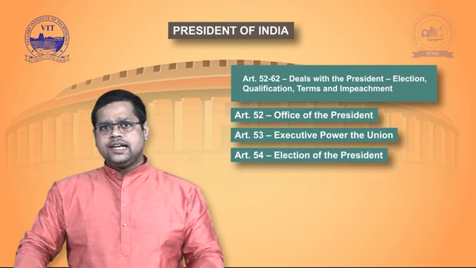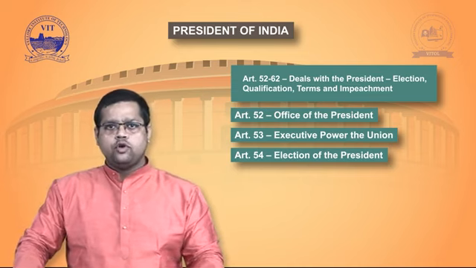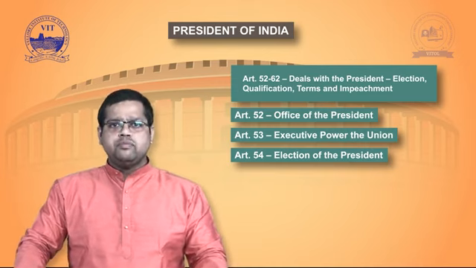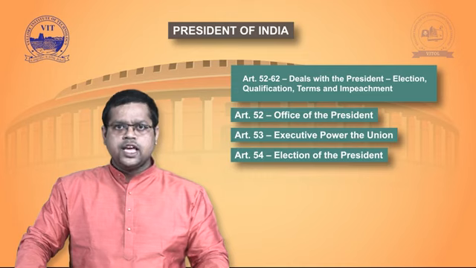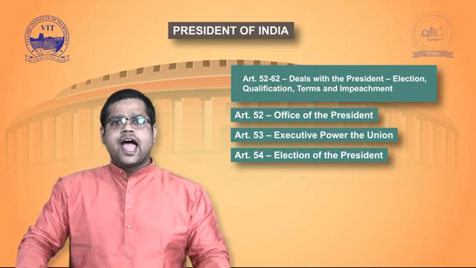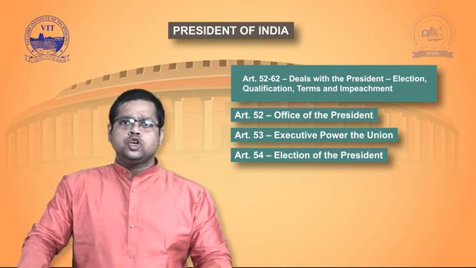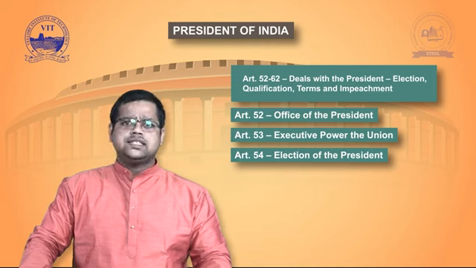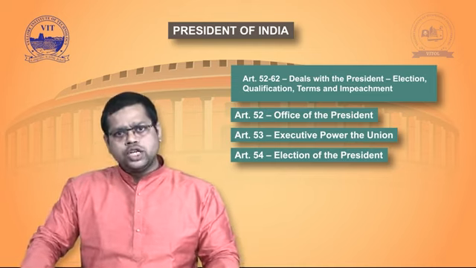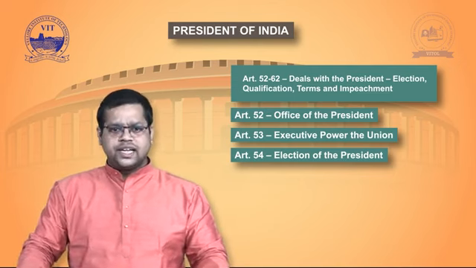So as we've already discussed, the Electoral College, under Article 54 of the Indian Constitution, comprises the elected members of the state legislative assemblies, including the Union Territory of Delhi and Puducherry. Apart from that, the elected members of the two houses of the parliament, that is the Lok Sabha and the Rajya Sabha. So put together, this forms the Electoral College, which is given the power and the privilege of electing the president.